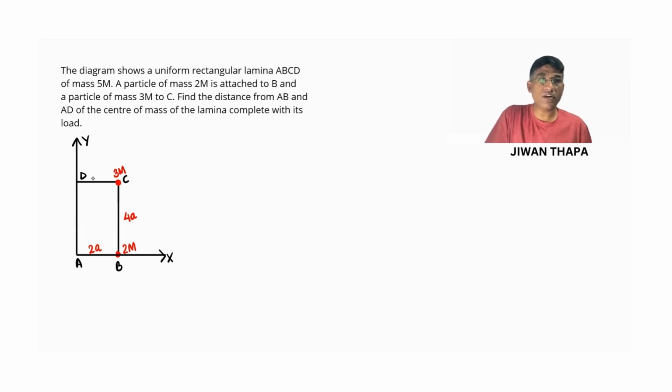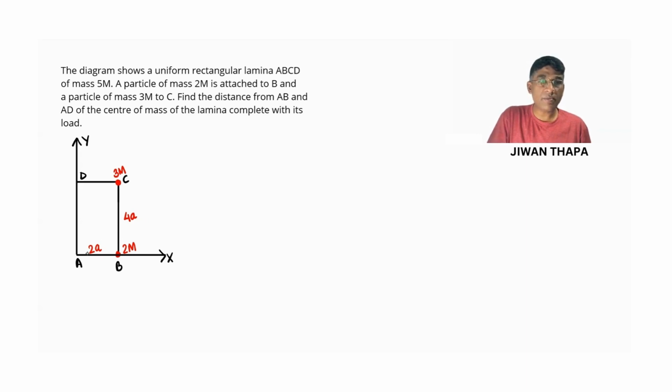So we can see we have a uniform rectangular lamina ABCD of mass 5m, and particles of mass 2m and 3m attached to B and C. The side AB equals CD equals twice A. We can see it from the diagram, and the side BC equals AD equals 4A. We are asked to find the distance from AB and AD of the center of mass of the lamina complete with its load.